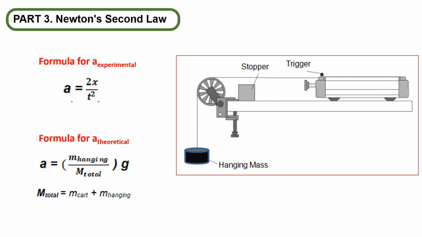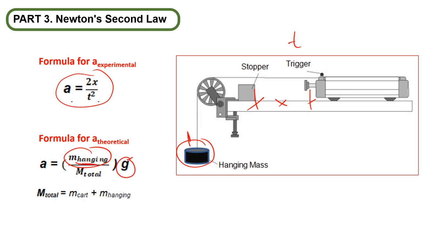Again, we have this setup. The formula for the experimental value is 2x over t squared, where x is the distance and the time can be measured using a stopwatch. And the hanging mass is whatever the mass of this one is, multiplied by acceleration due to gravity, which in this case we're going to use 9.8 meters per second squared. Meaning in this one, we need to convert, or we can actually use 980 centimeters per second squared, because the given masses here are in grams.